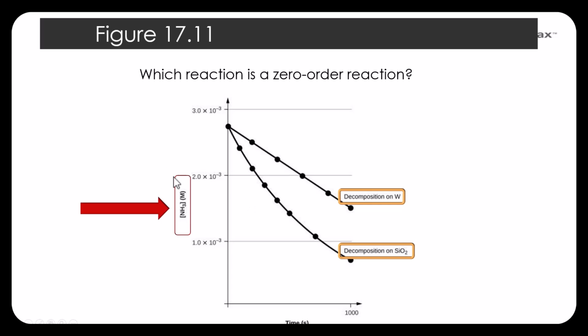You're going to want to focus in on the y-axis variable. So if it's concentration, it's going to be zero order. If it's natural log of concentration, it's going to be first order. If it's 1 over concentration, it's going to be second order. So keep an eye on that y-axis to determine what order the reaction is.